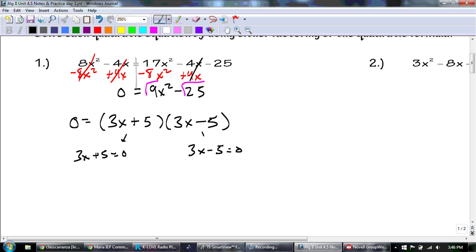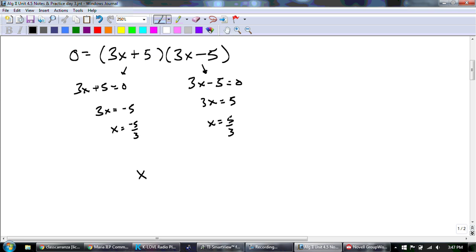Everything with the variable gets set equal to 0, and then we solve. We would subtract the 5 to both sides, divide by 3. Add the 5 to both sides, divide by 3. So we get our two answers of x equals negative 5/3 and positive 5/3.